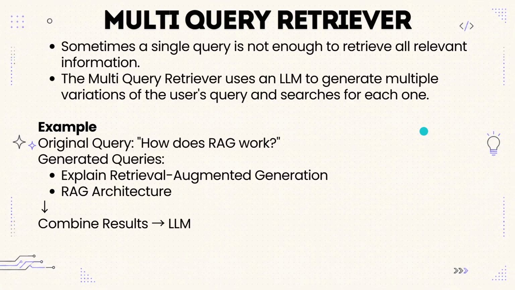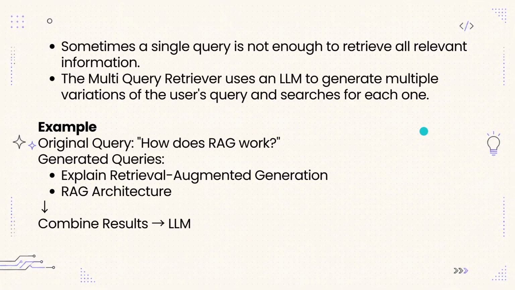For example, you can see here, how does RAG work. The generated queries will be: explain Retrieval-Augmented Generation, RAG architecture, RAG workflow. So different queries will be passed, and based on that, the retrieval will happen. And then the combined result of the retrievals will be passed to the LLM, and the LLM will give the output. So this is exactly what multi-query retrieval is.